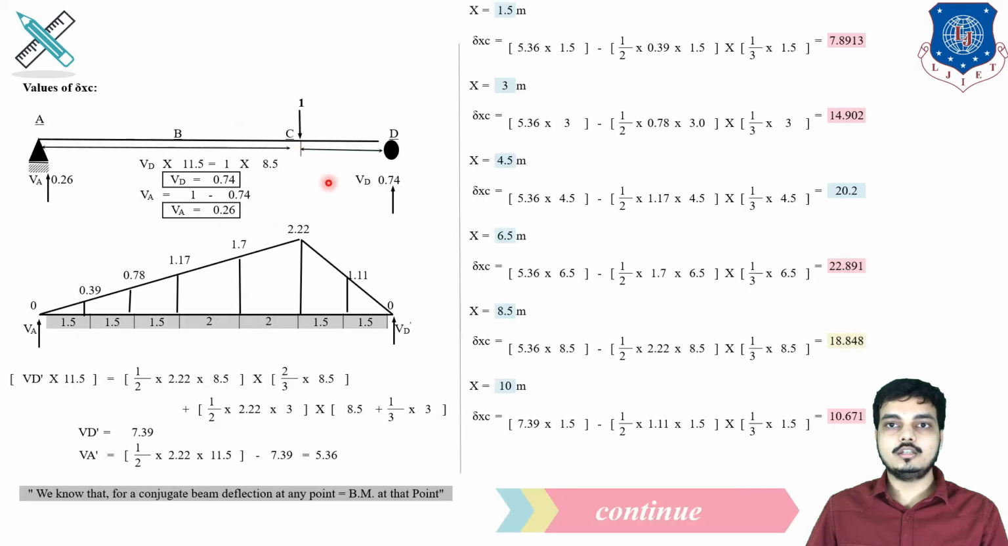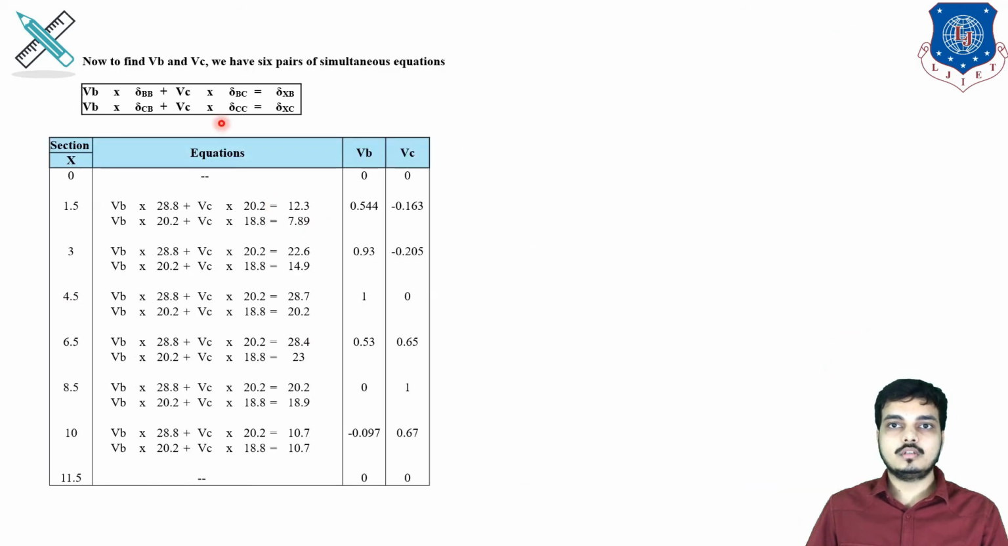Similarly for delta CC, unit load at C, so at this point, which is nothing but distance 2 plus 2, 4, plus 3, 7, 8.5. So for 8.5 it is nothing but 18.8. So our delta CC value remains fixed, 18.8. So 28.8 and 18.8 we have found out.